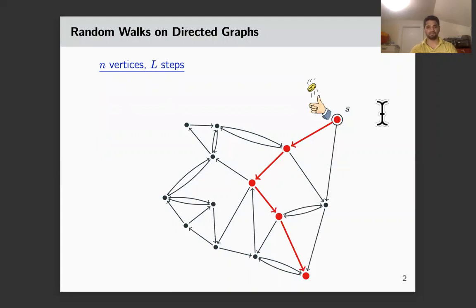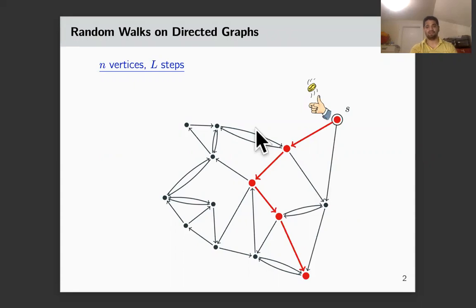Random walks can be studied on both directed and undirected graphs, but we shall only focus on directed graphs. A directed graph is simply a set of vertices. We shall use n to denote the number of vertices, and a set of edges that connect pairs of vertices. An example is in the picture. And a random walk over a directed graph is defined by a start vertex S and a parameter L, which is the length of the random walk.